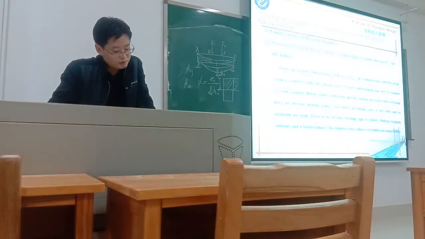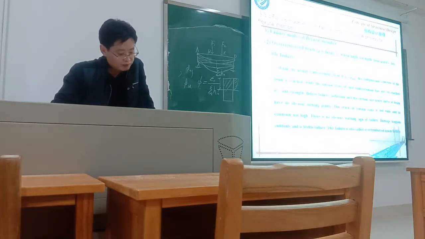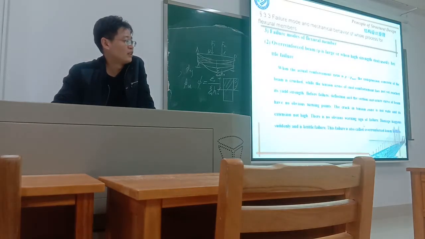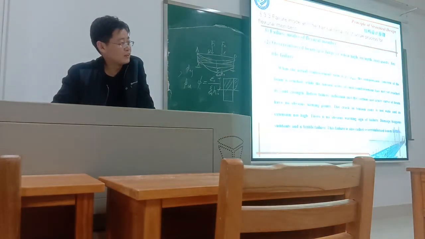So when the actual reinforcement ratio is larger than rho max, the compressed concrete of the beam is crushed, while the tensile stress in the steel reinforcement has not yet reached its yield strength. Before failure, the deflection and section curvature of the beam have no obvious turning point. The cracks are not wide and their tension is not high. There is no obvious warning sign of failure. So it happens suddenly.